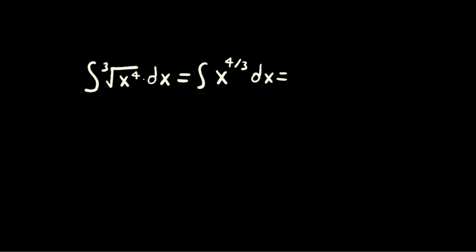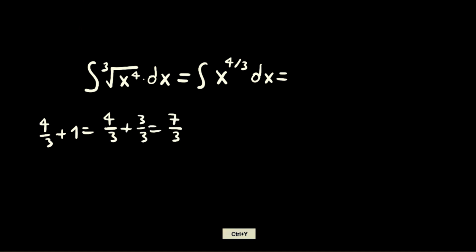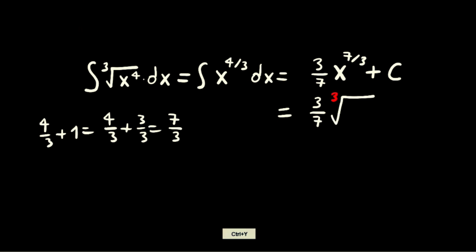Now, 4/3 plus 1 is the same as 4 over 3 plus 3 over 3, which is 7 over 3. So, once we add 1 to the exponent, it's just going to be x to the 7/3. Instead of dividing it by 7 over 3, let's multiply it by 3 over 7, and then add the plus c constant. So, the final answer is 3 over 7, cube root, x to the 7th power, plus c.